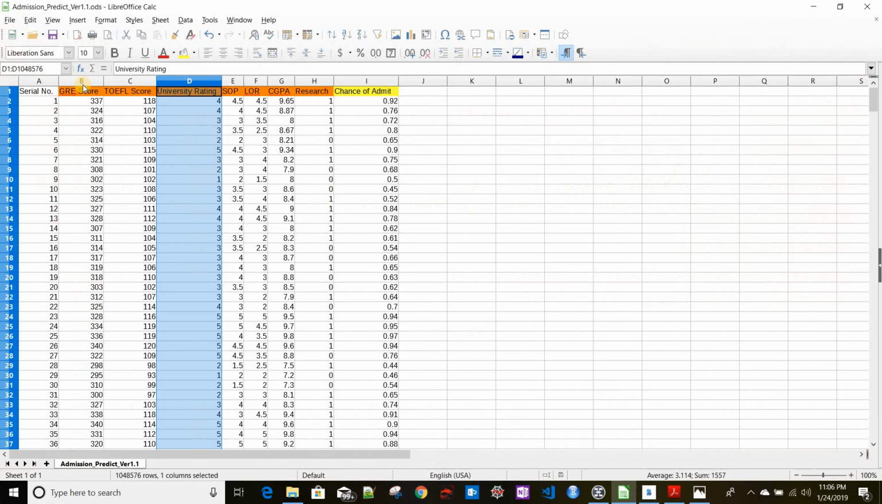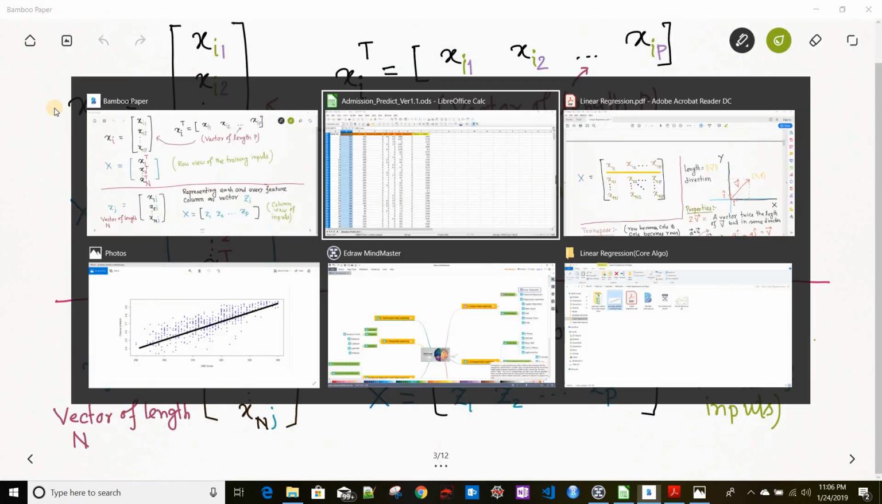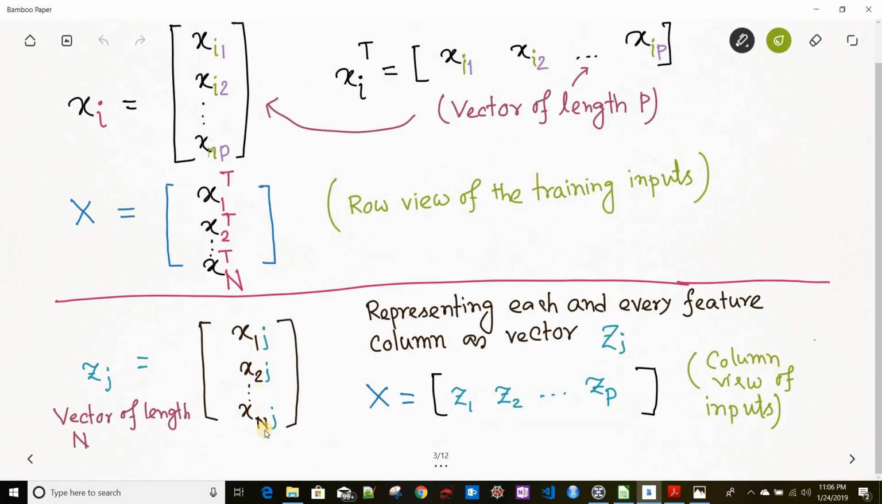So each and every z I'm talking about here, suppose GRE score, I'm representing the GRE score column as a vector. So my j is not changing there, only the observation number, the first subscript, is changing, right? If I represent X with zj, then it will be z1, z2, zp, correct? Because for each and every feature it will be a column vector.